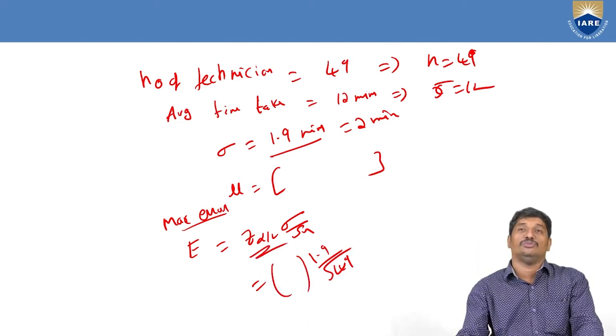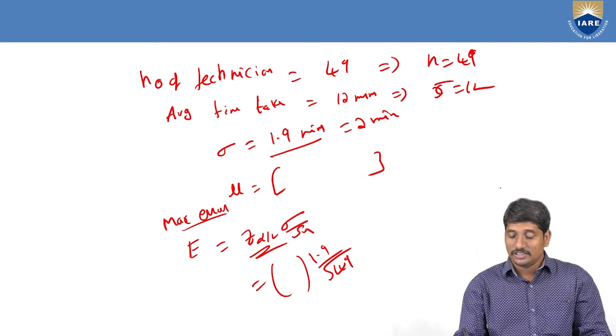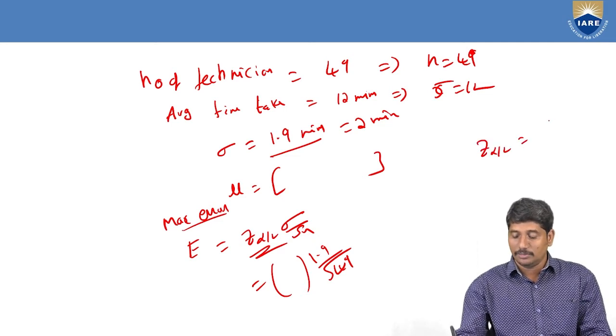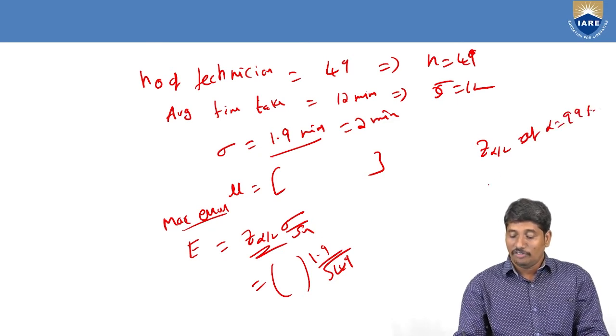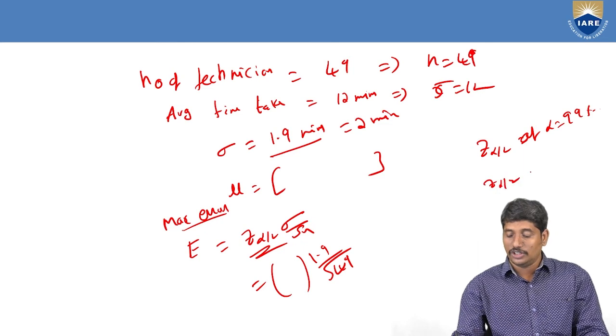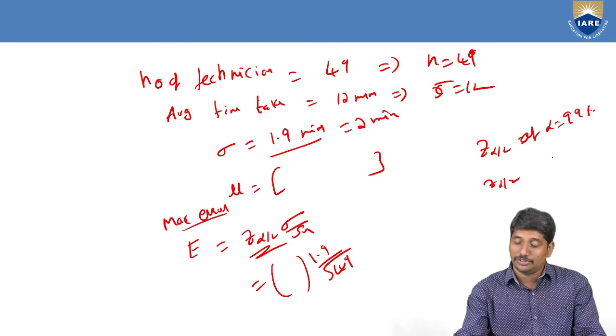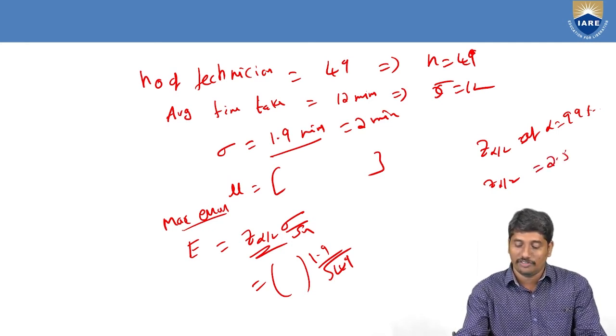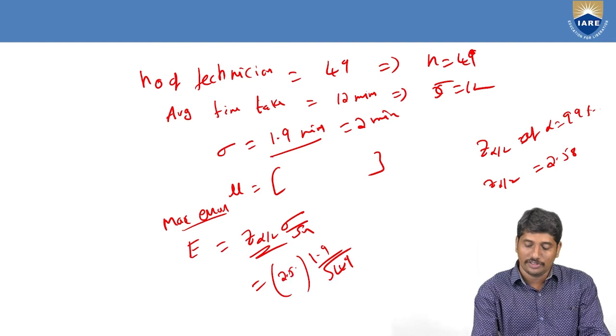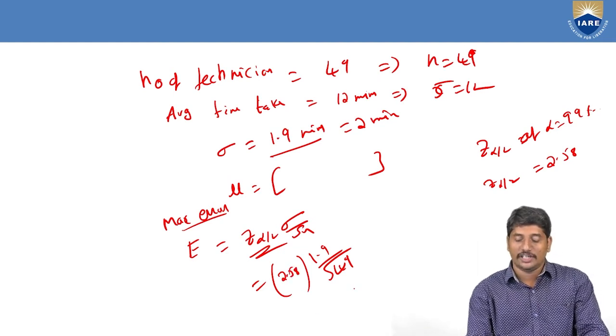What is Z alpha by 2? It's a table value from normal tables. Z alpha by 2 at 99% confidence, by using the normal tables, we come to know is 2.58. So this is 2.58. After calculating this, you will get an answer.